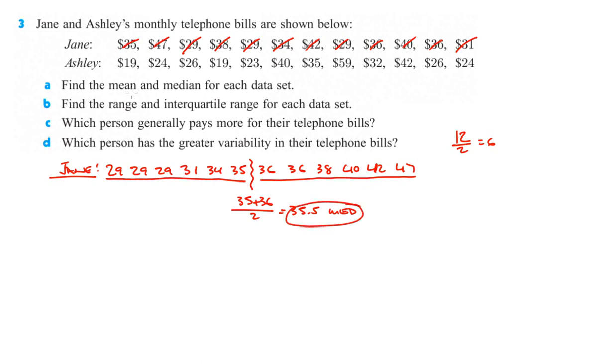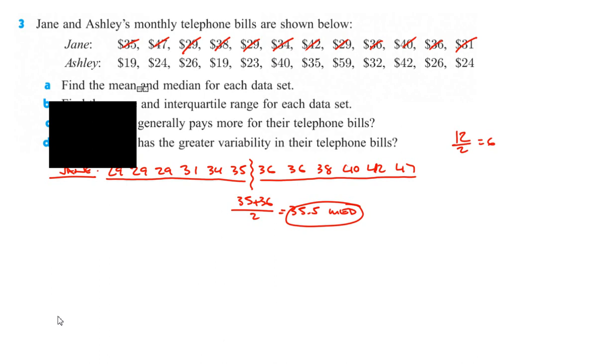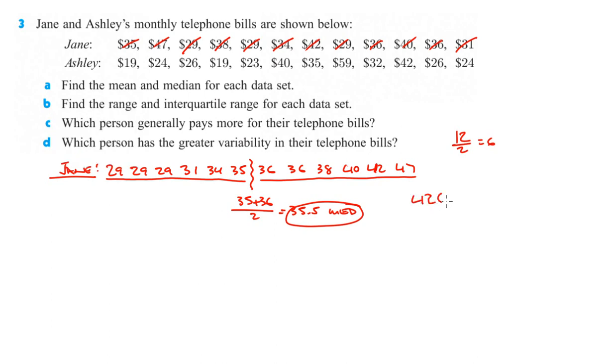Okay, and then for the mean, we have to add them all up and divide by 12, right? So let's do that. All right, so I'm going to simply just add those all up, divide by 12, and then that will give us the mean. Okay, so added those all up, and that gives us 426. So we should be able to take 426 and divide it by 12, and that should give us our mean. Divide that answer by 12, and we get 35.5.